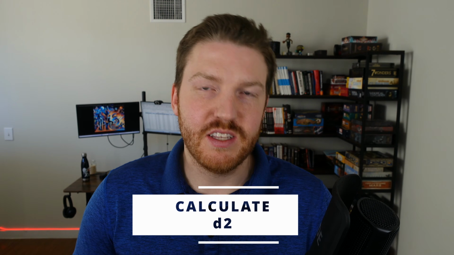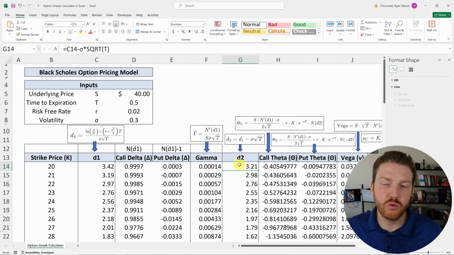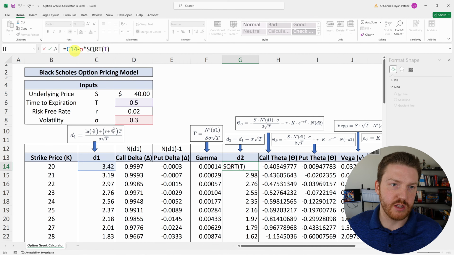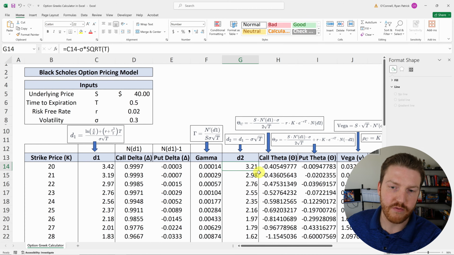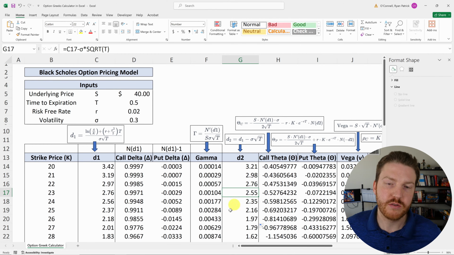We are going to need to use the value of d2 to calculate the theta for call options and put options. So real quick, I'm just going to show the formula: d2 is equal to d1 minus the volatility times the square root of time. And you can see that I calculated that right here. So we took d1 minus volatility times square root of time, and then I just shot that formula all the way down for all of the various strike prices.